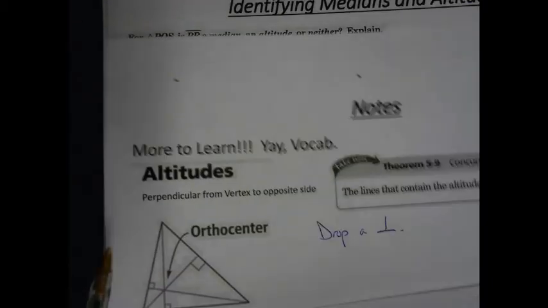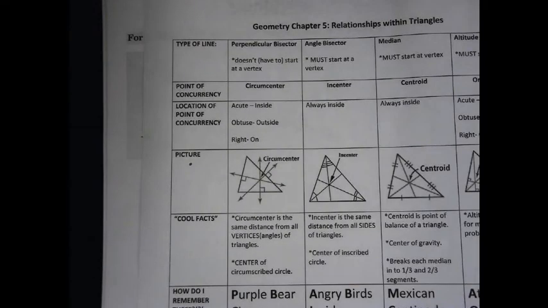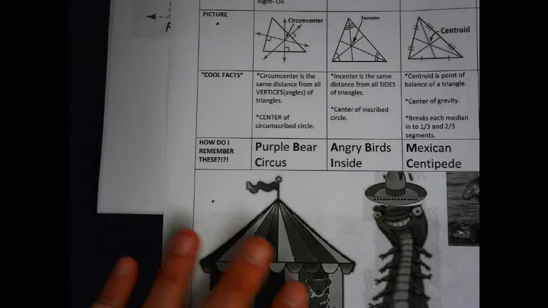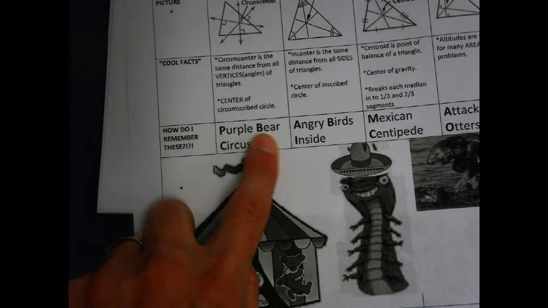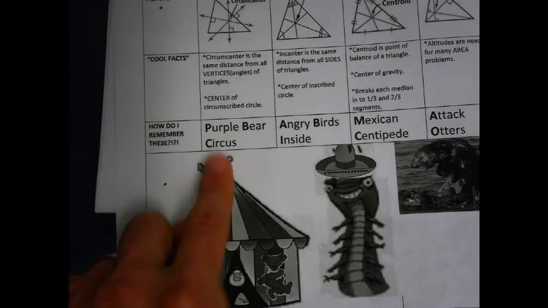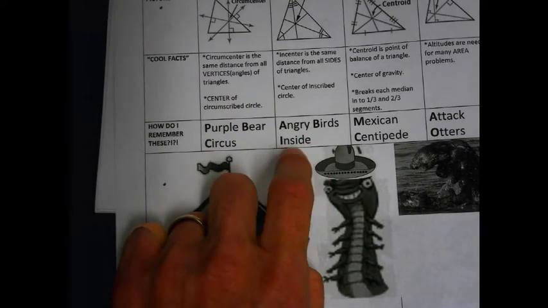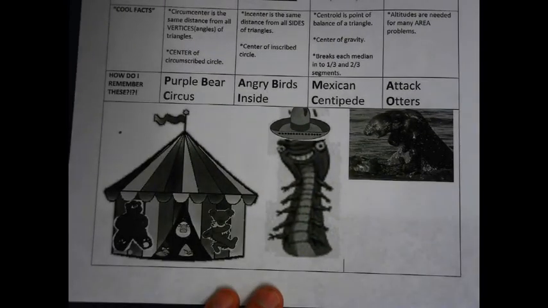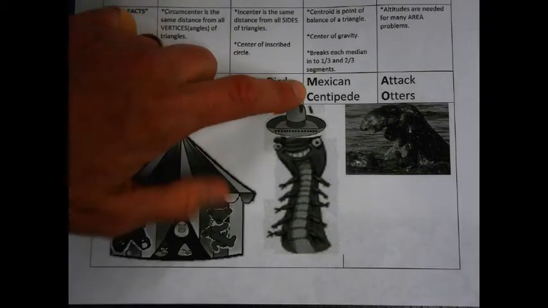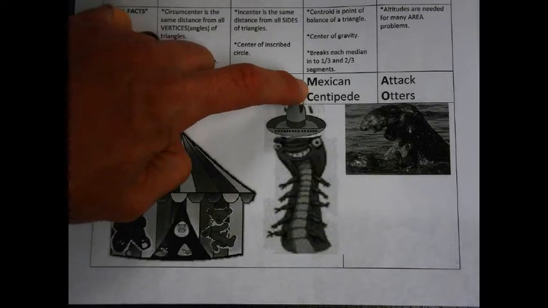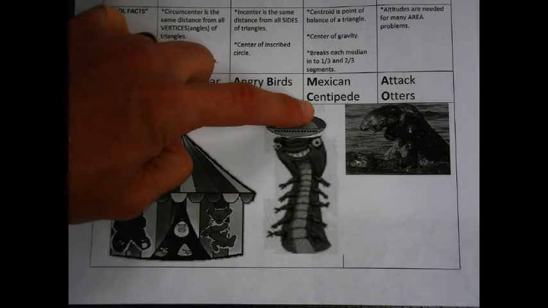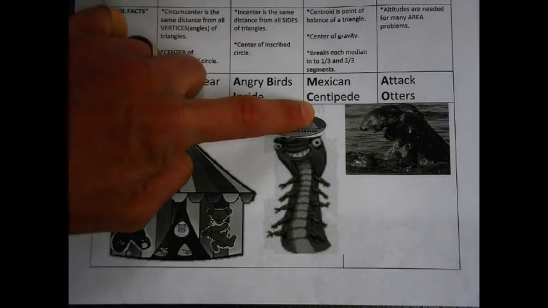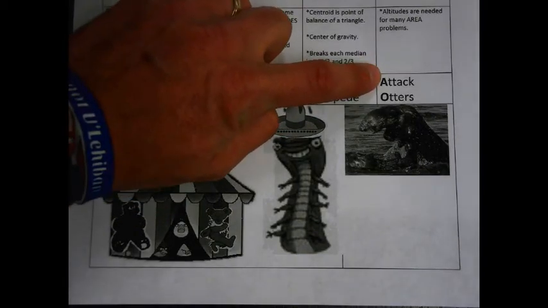Okay, so Miss Book, if you remember, she was the awesome colleague of mine that helped us with Purple Bear Circus and Angry Birds Inside. We were talking about perpendicular bisectors meeting at a circumcenter and angle bisectors meeting at an incenter. Well, Ms. Book also has a couple other helpful hints with a Mexican centipede to help us remember that the medians meet at the centroid and that altitudes meet at an orthocenter.